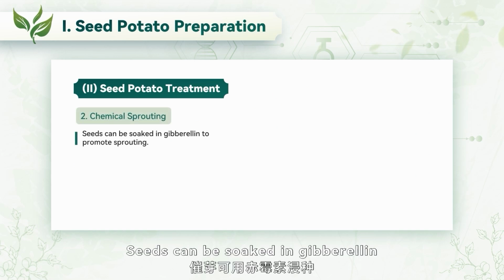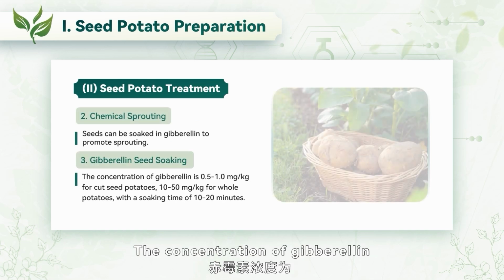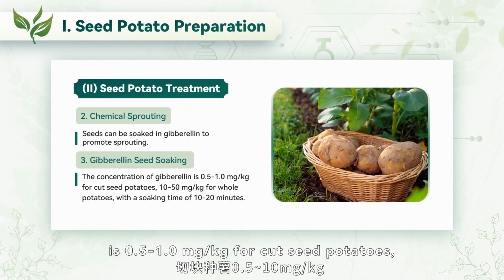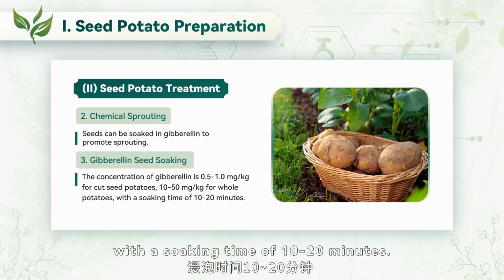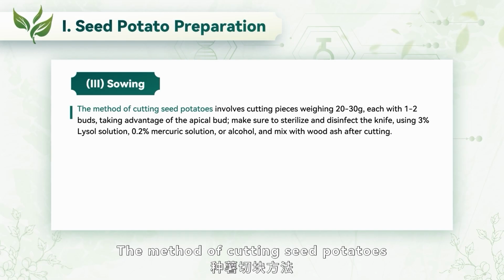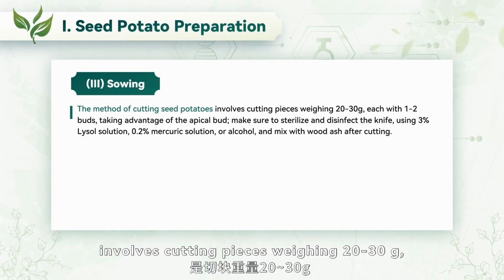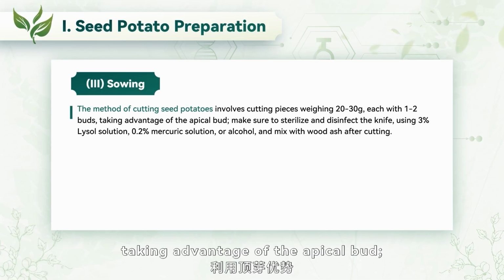Seeds can be soaked in gibberellin to promote sprouting. The concentration of gibberellin is 0.5 to 1 mg per kilogram for cut seed potatoes, 10 to 50 mg per kilogram for whole potatoes, with a soaking time of 10 to 20 minutes. The method of cutting seed potatoes involves cutting pieces weighing 20 to 30 grams, each with 1 to 2 buds, taking advantage of the apical bud.